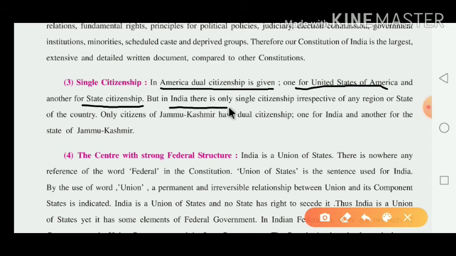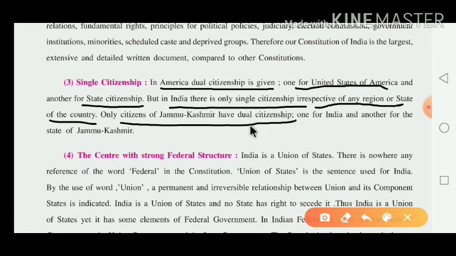But in India there is only single citizenship. As per our constitution, India has only single citizenship irrespective of any region or state of the country. Only Jammu Kashmir had dual citizenship: one for India and another for the state of Jammu Kashmir.